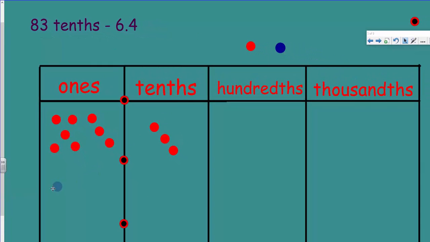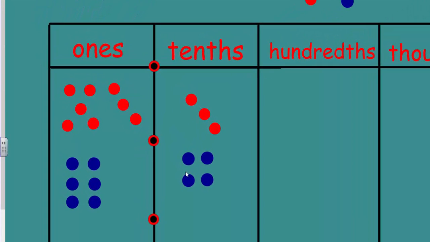Well, I could go ahead and put my 6 over here. So there's 6, and now I have 4 tenths. Very good. Problem, we have 83 tenths. We're taking away 6 and 4 tenths from 83 tenths. So I want to make sure what I'm taking away from. So you can see right here, we have a problem because I can't take 4 tenths away from 3 tenths. All right, because this is the blue.